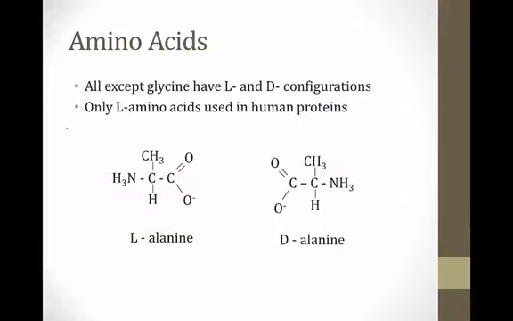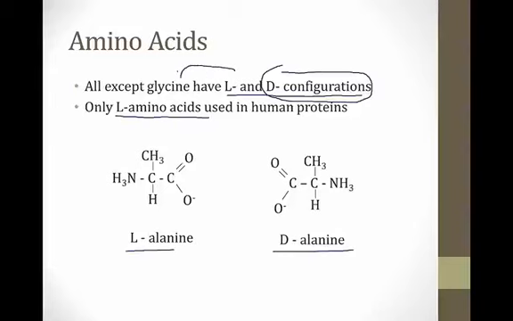If you took organic chemistry in college, you probably struggled to learn about enantiomers. Those are molecules that have the same molecular makeup but are mirror images of one another. Luckily, you don't have to know a lot about that for medical school, but you do have to know that all amino acids except glycine have L and D configurations. On the screen here, I've drawn L-alanine and D-alanine. They are mirror images of one another. These are called enantiomers. And you should know that only the L amino acids are used in human proteins. The D configurations are never used.